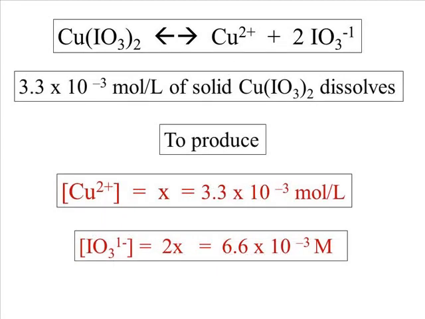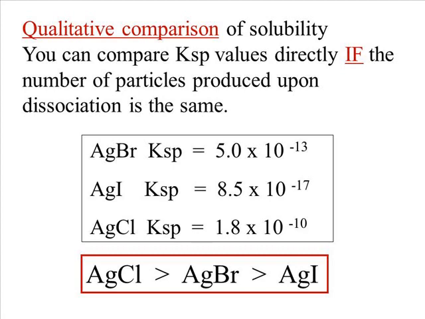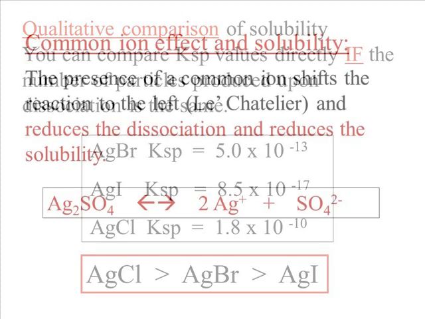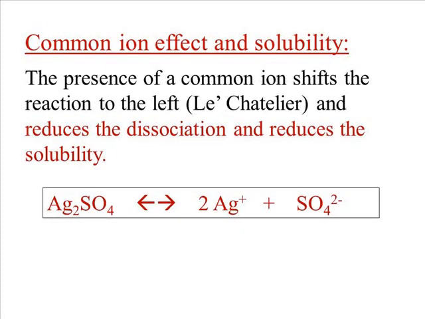So remember, what you're saying when you finish solving this is that that many moles per liter of solid copper 2 iodate dissolves to give you the same number of moles of copper 2 plus ions and twice the molarity of the iodate ion. You can qualitatively compare KSP values if the number of particles produced are the same. The common ion effect will always shift the reaction to the left. Based on Le Chatelier, it's always going to reduce the dissociation and the solubility.